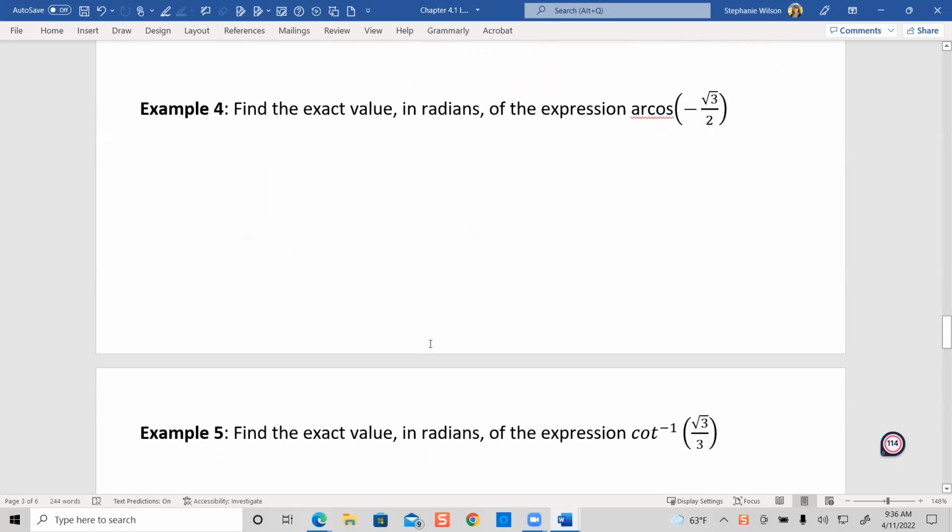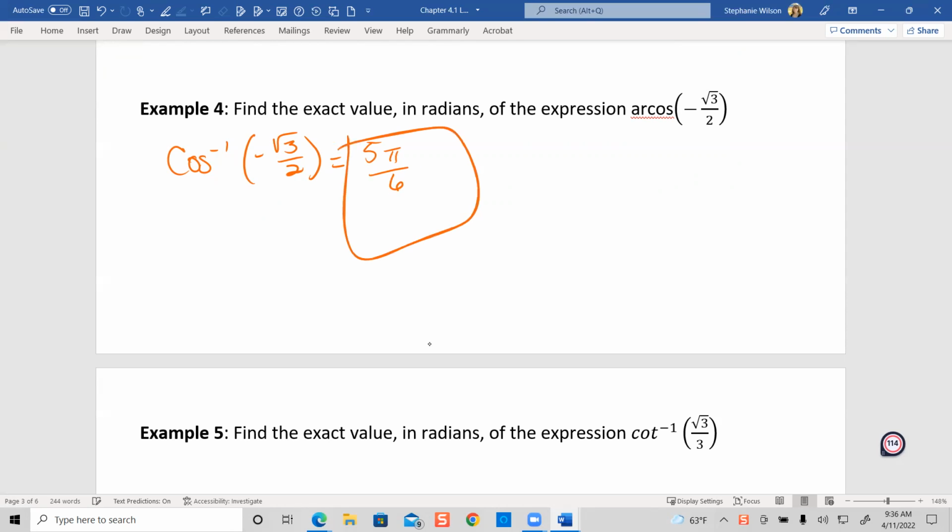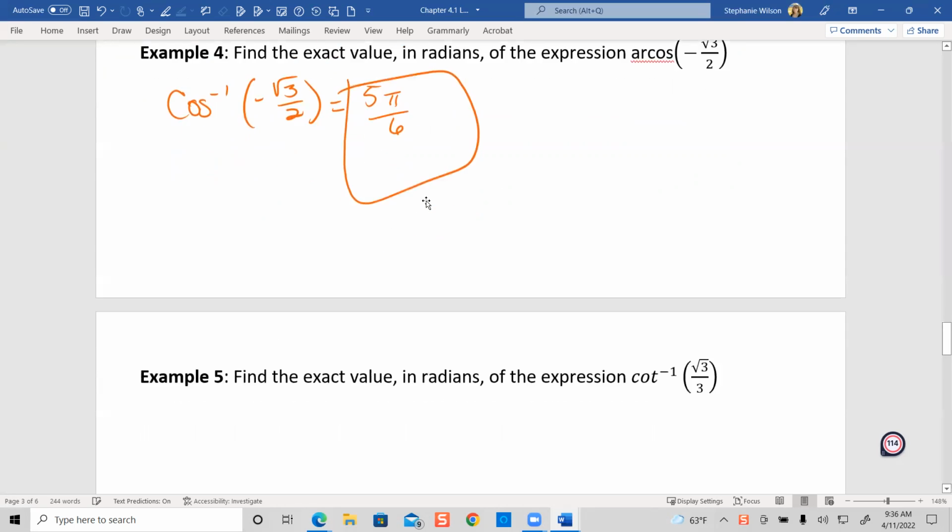Example 4 says find the exact value in radians of the expression arc cosine. So we're looking for the cosine inverse. All right. So when we do that, now we are going to go find it on the unit circle, and we find that it lands at 5π/6. Okay, and cosine is even. And so 5π/6 would be right.